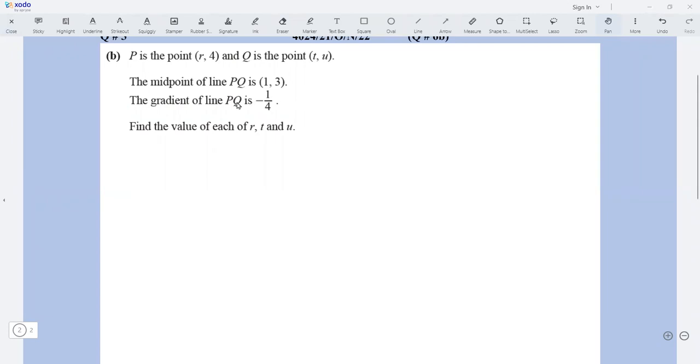So first of all, look at the midpoint. The x coordinate of the midpoint is given as 1, and the y coordinate for the midpoint is 3. So what is the formula for the midpoint? The midpoint is basically the average of the coordinates. So we can write it down as x equals x1 plus x2, whole divided by 2. And what about the y coordinate for the midpoint? It is y1 plus y2, whole divided by 2.